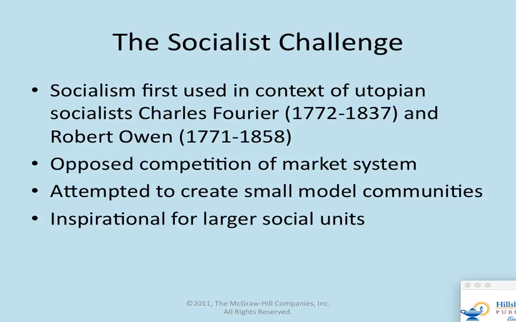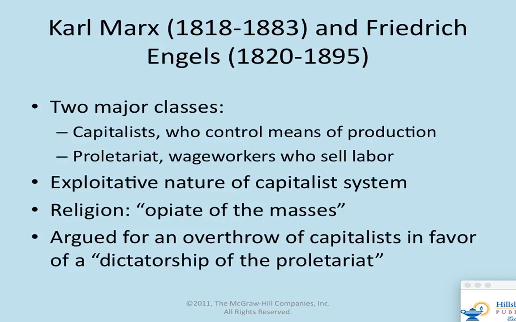But no one has control over things. Okay? It absolutely opposes a capitalistic system or the market system. Okay? And it's going to attempt to create small models of it. Is it successful? No. Especially under Fourier and Robert Owen. So, this is a name you need to know. You need to write down Karl Marx. You need to write down the title of his book, which is The Communist Manifesto.